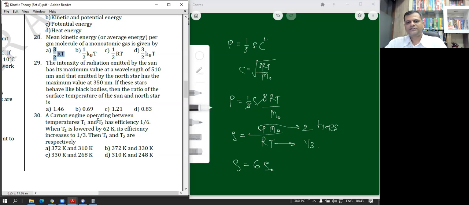बाकी सब तो रेडिएशन के है. Okay, so we'll leave that for next time. So next time we'll see the concepts in radiation.